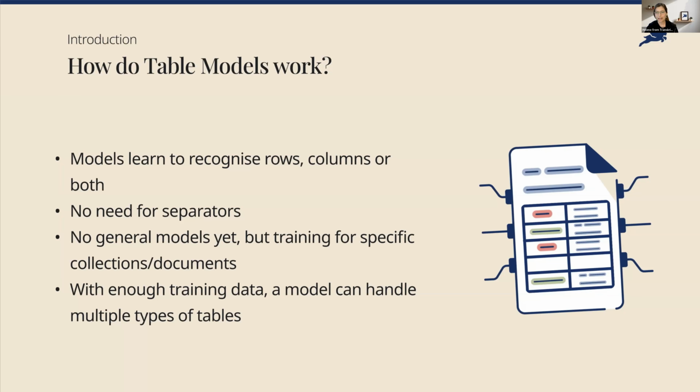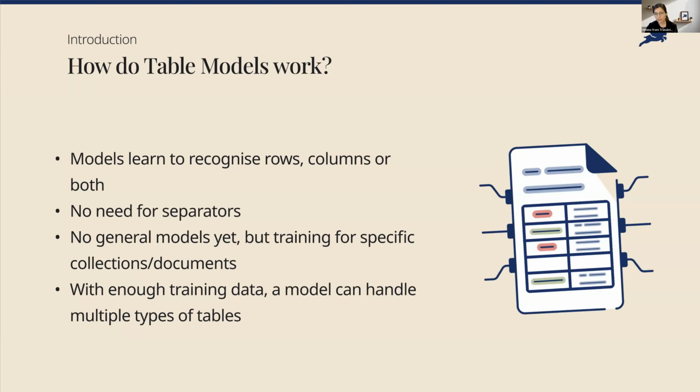At the moment, we don't really have public models, but you can train them yourself for specific collections or documents, for specific tables that you have. The reason that we don't have general models yet is because, well, the tables share one general structure or idea, the rows and the columns. There are still a lot of differences and variations in how many columns there are, how many rows there are, how many lines appear in each cell, or, for example, how dense the content and the writing is in the tables.